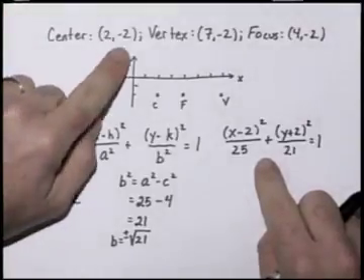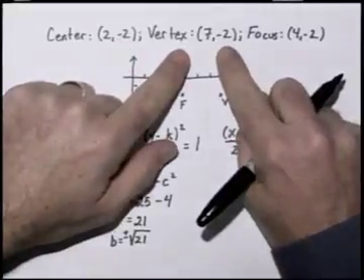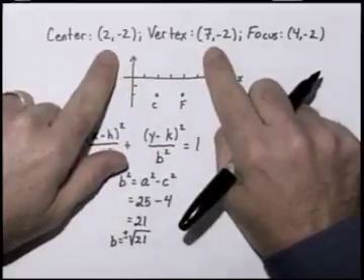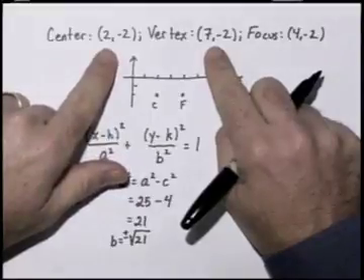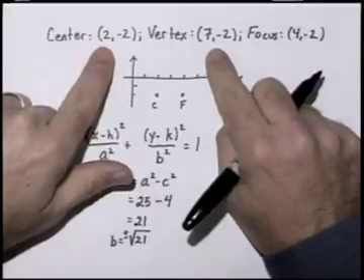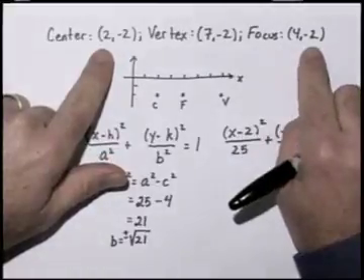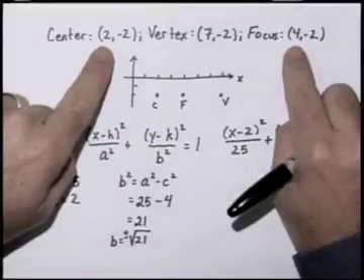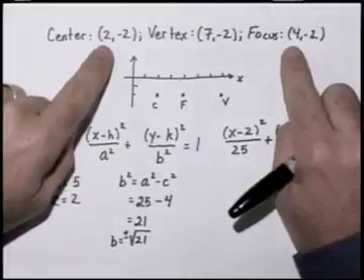We have a center at (2, -2). We're going to have our vertices at (7, -2), in other words, a = 5 units to the right of the center. And we're also going to have a vertex a = 5 units to the left of the center at (-3, -2). The focal points are going to be at (4, -2), that's c = 2 units to the right of the center, and also at (0, -2), c = 2 units to the left of the center.